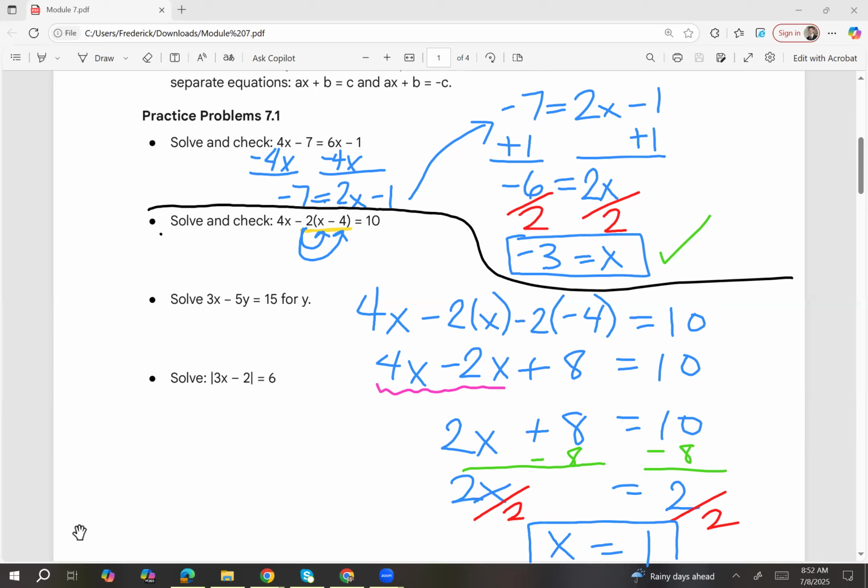And I would encourage you to confirm for yourself when you plug in 1 back into the original equation for this example, this equation here, plug in x equal 1 and work out the left-hand side, because notice the right-hand side is already just a number, 10, and confirm that you get 10 when you substitute 1 into that left-hand side.